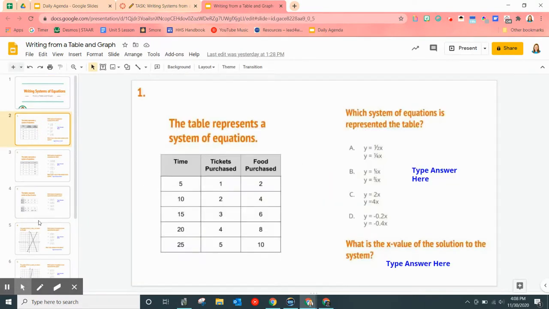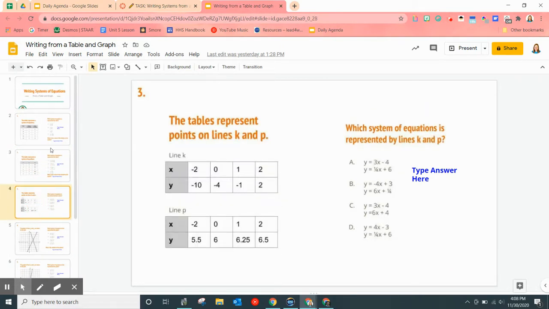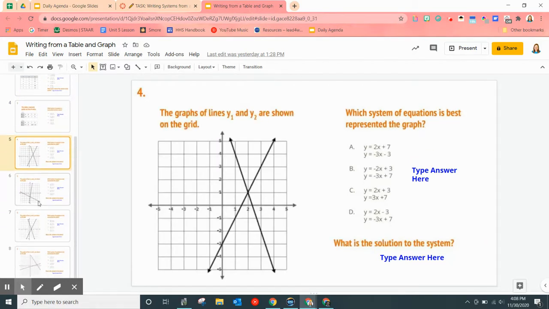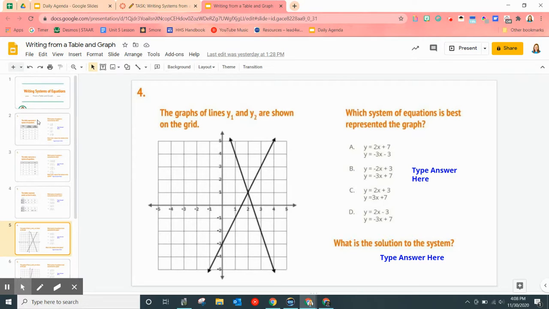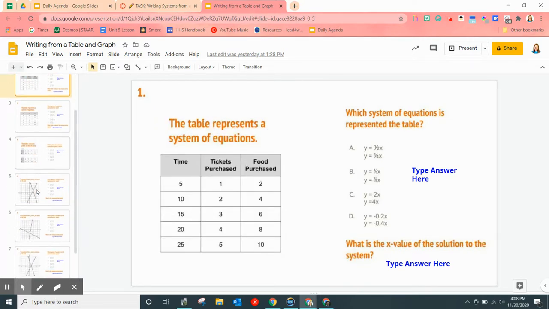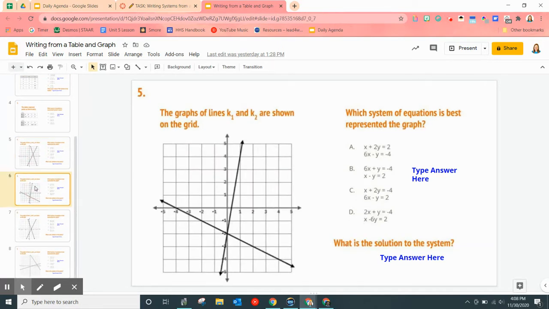There's not that many problems actually, about 7 problems. What I'm going to do is work a couple of them with you to show you some of the examples, and then I'm going to leave the rest for you to work. I'm going to work number 1 with you. This is a table. And I'm also going to work number 5.